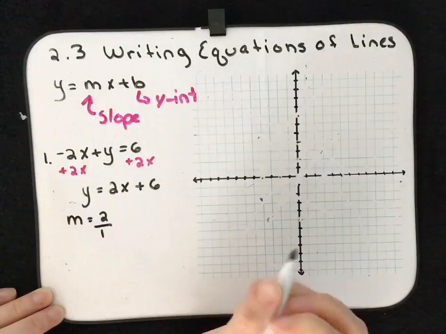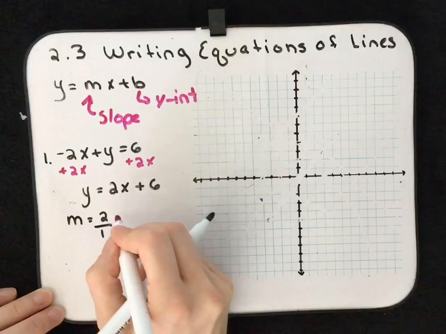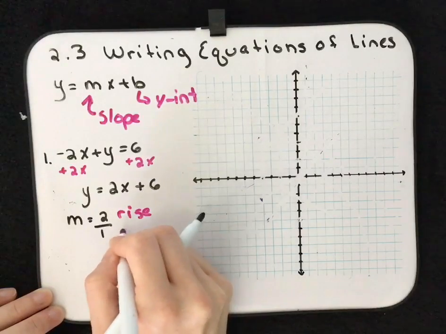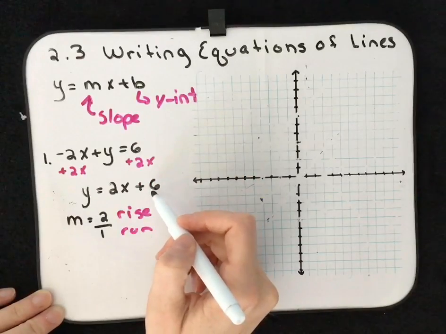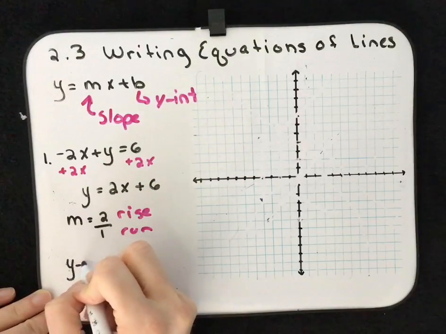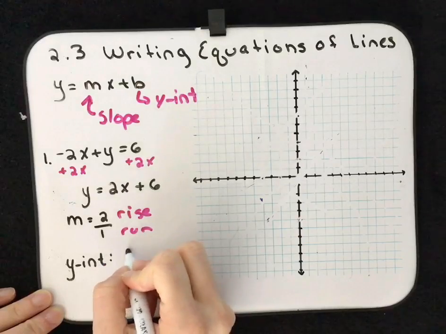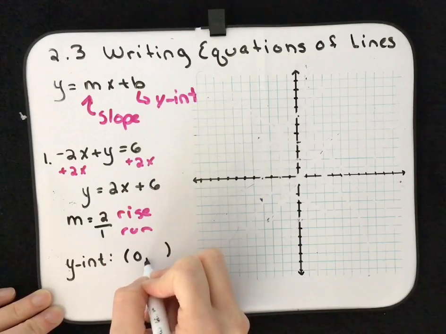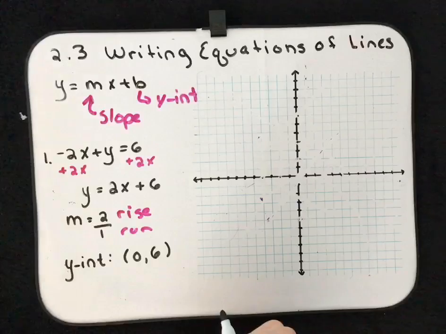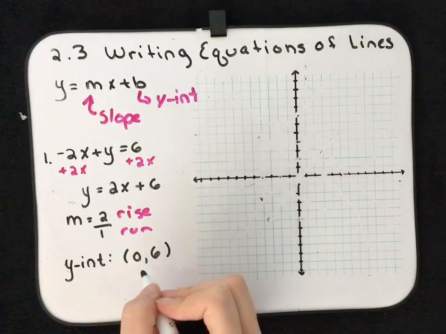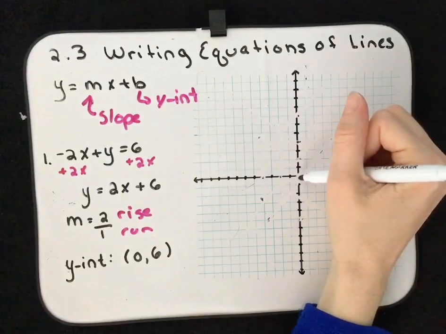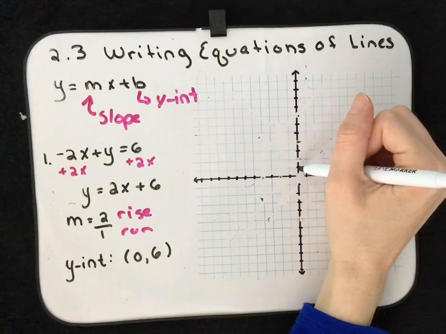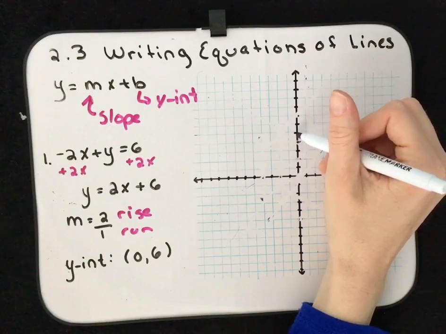Or we can write that as 2 over 1, because then we can see the rise and the run. The b is the 6. So that's our y-intercept. Now remember, the y-intercept is where you have 0 for x, and then you have the value on the y-axis. So if we are graphing this, that means we start with our y-intercept. Our y-intercept is where x is 0 and y is 6. So x is 0 right here, and y is 1, 2, 3, 4, 5, 6.